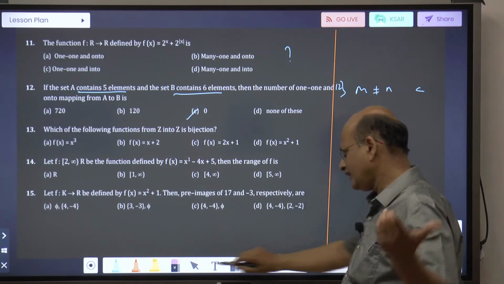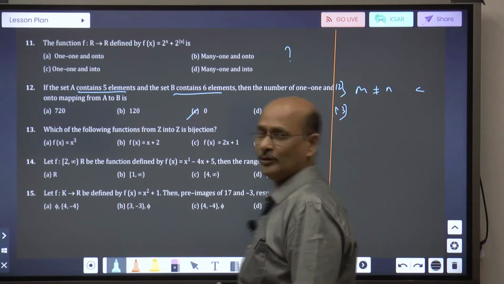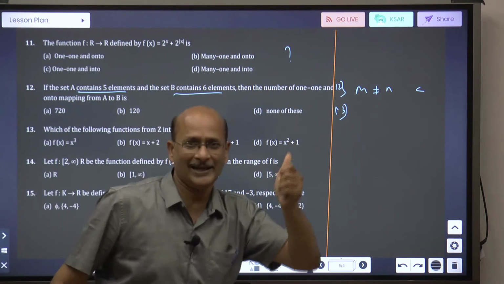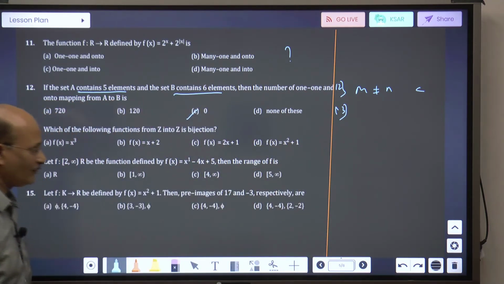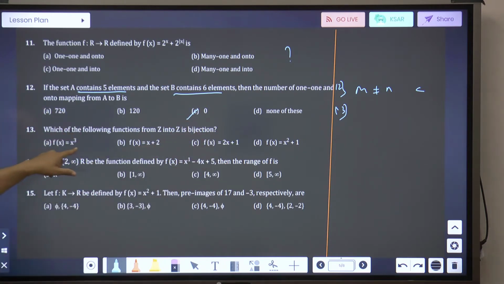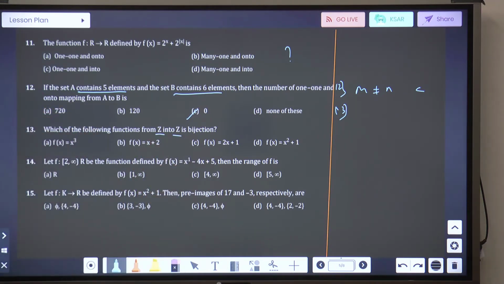Great, I think you are getting that, right? It's not a difficult one. Those pocket concepts are very handy, and you can chew them like candy, and that will really work out for you. Option C I have written there. Good. Which of the following from Z to Z is bijective? From Z to Z. What do you mean by Z? Can you tell me? I am just waiting for your message.